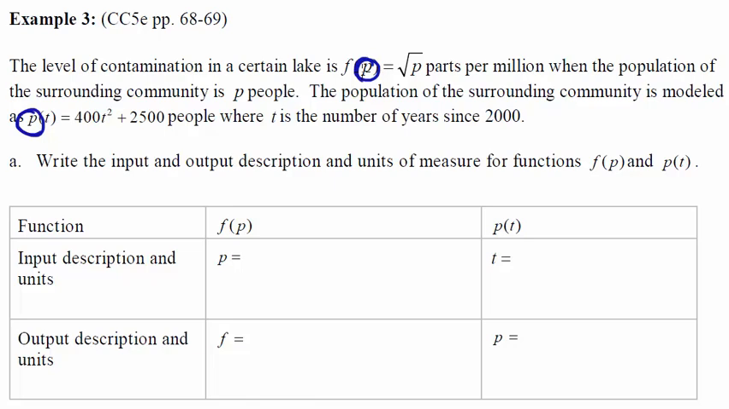But let's look at our units here. For our first function, f of P, my input is the population in people, so my input units here are people. And then my output units here are parts per million.